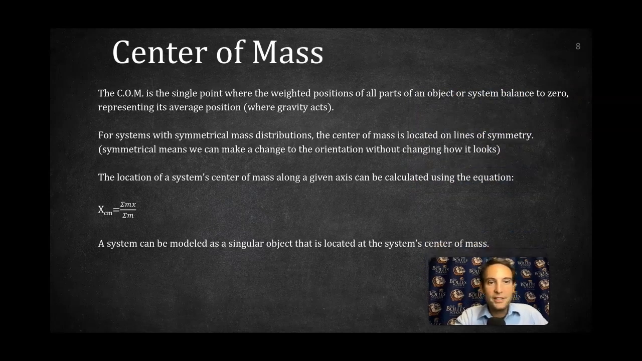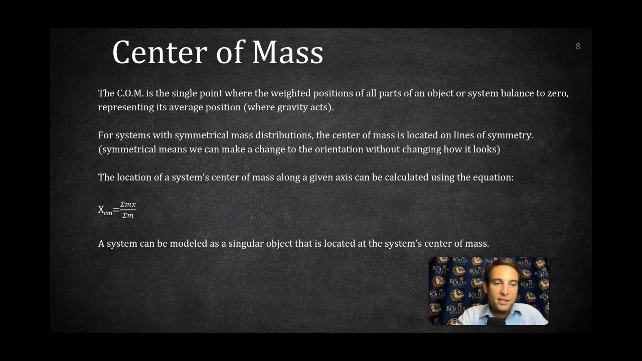The center of mass, again, is a single point where the weighted positions balance to 0. For systems with symmetrical mass distributions, the center of mass is going to be located along lines of symmetry. And symmetry just means that we can make a change to the orientation without changing how an object looks. The location of a system's center of mass along a given axis can be calculated using this equation.